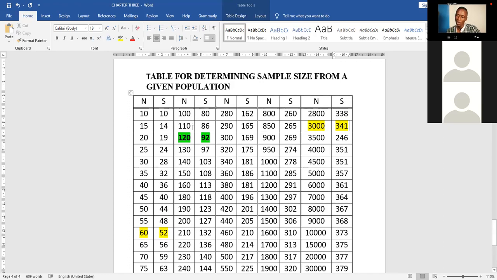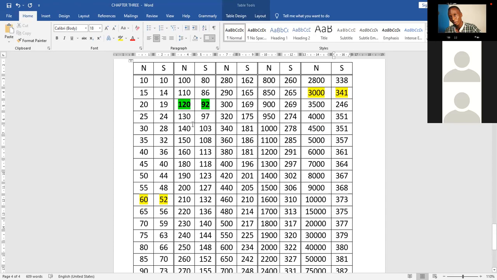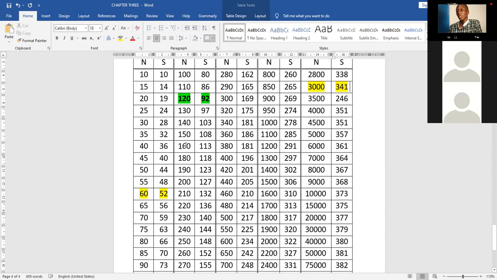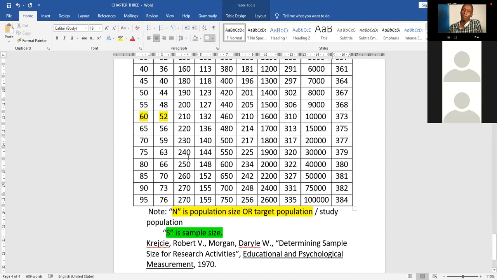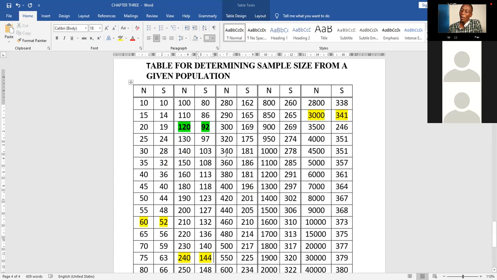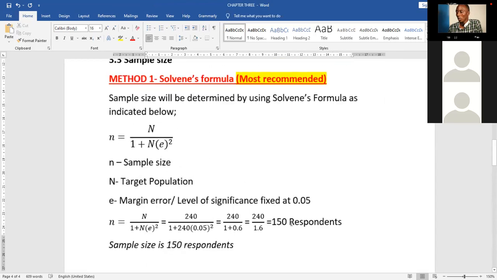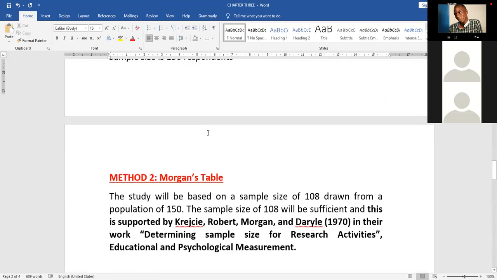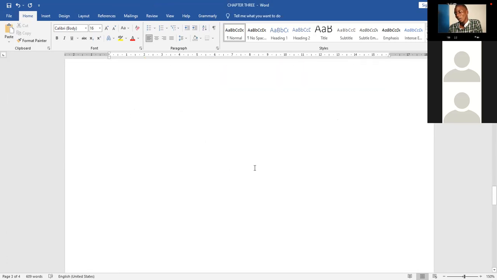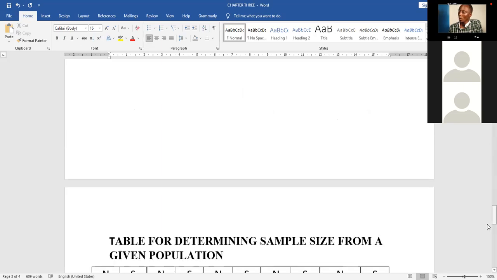Just come here and look for your target population. If it appears here, then you can use this table. For instance, our target population here is 240. So if you are using 240, the sample size should be 144. Now, are you seeing that there is a problem? When we calculated in method 1, we got 150. But when we use the table, method 2, we get 144.